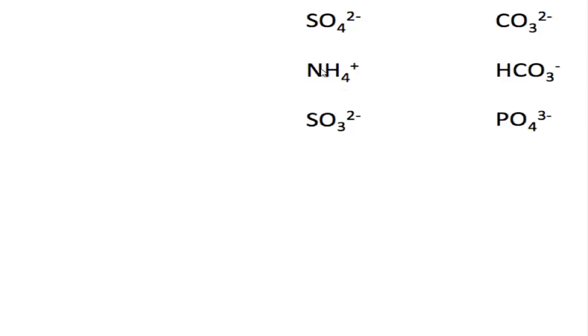Ammonium ion, polyatomic ion, its oxidation number is +1. Sulfite ion, its charge is 2-, so its oxidation number is also -2. Bicarbonate ion, its charge is only -1, so its oxidation number is also -1. Like this way, when any radicals are present in a compound, the oxidation number of that polyatomic ion will be the same as their charge.